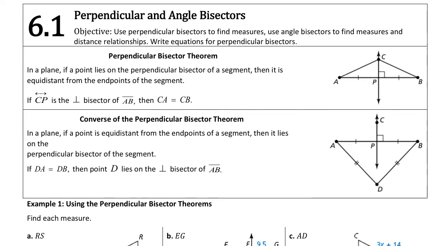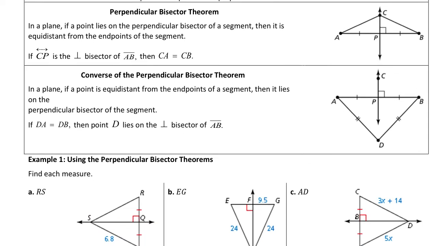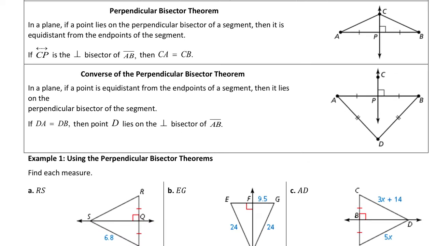Okay, so Unit 6, Lesson 1, perpendicular and angle bisectors. So I'm going to explain what a perpendicular bisector is and some of the properties of it. I'm going to start with the theorem, and then I'm going to explain the theorem in my own words.